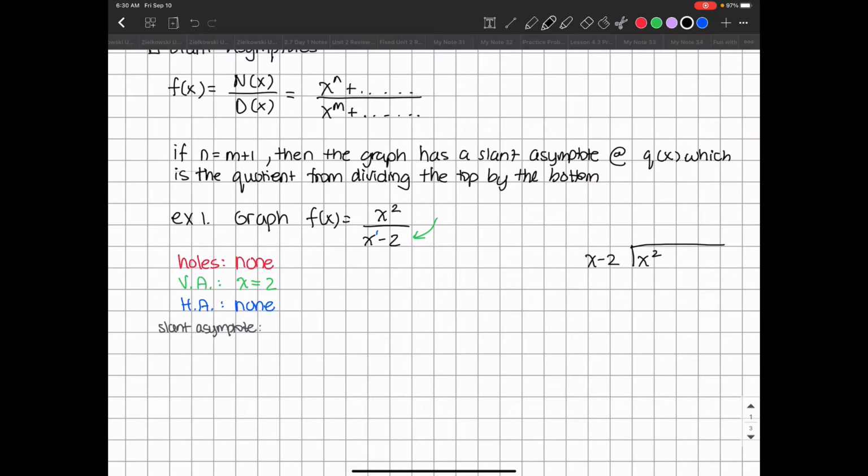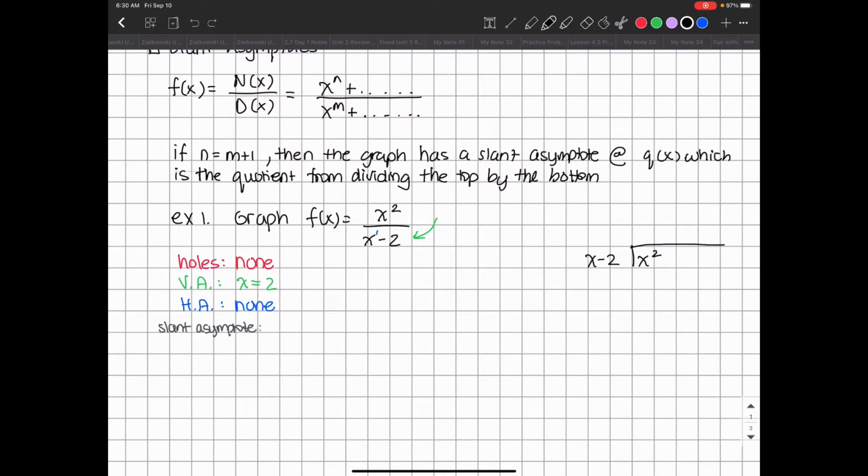X squared, what I put inside, when I'm doing long division, I want to include all powers from the highest power down to the lowest power. Right now I have x to the second power, but I don't have an x term. Sorry, I want to start with the highest power and I want to go down to the constant. Right now I'm missing the first power and I'm missing the constant.